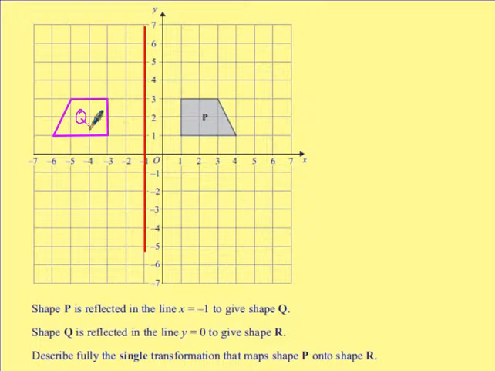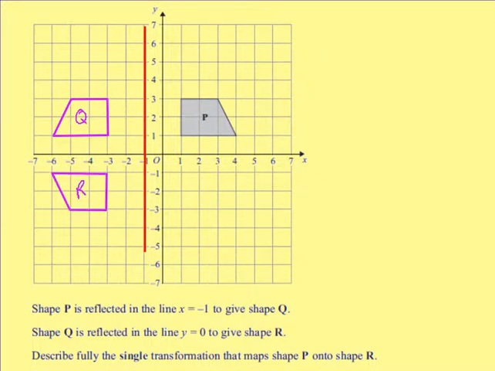We then reflect shape Q in the line where y is 0. This is my y-axis. This is the point where y is 0, and this is the line where y is 0. Every value of y on this line is 0. So now I reflect this shape in this line.